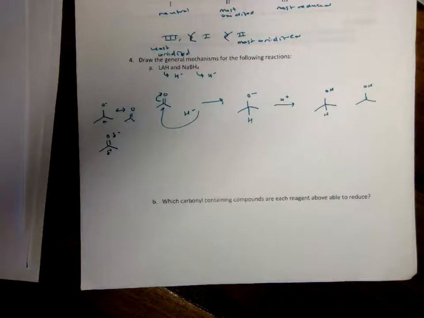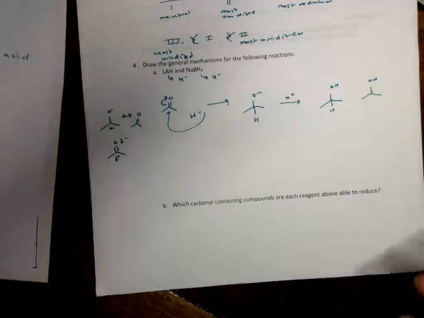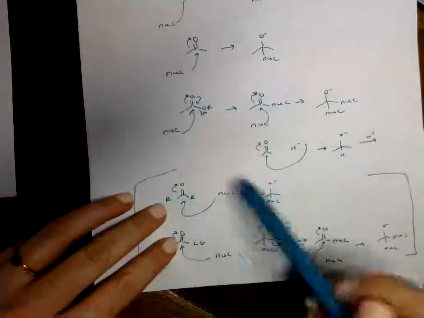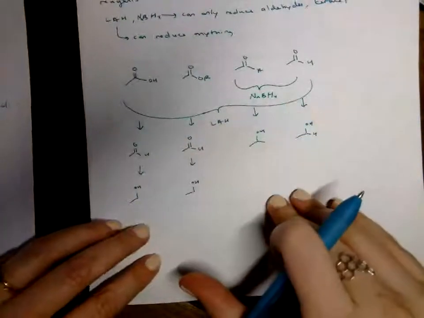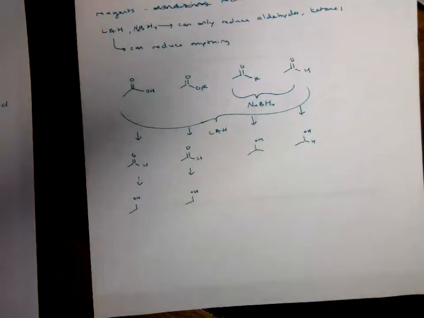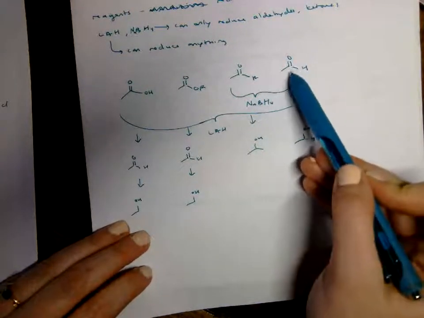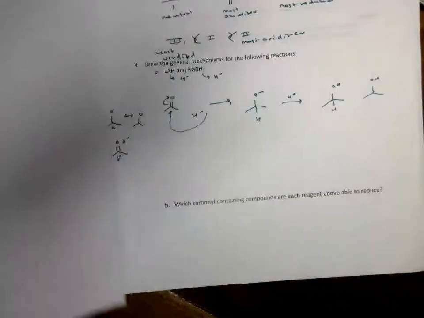Okay, and then which carbonyl containing compounds are each reagent above able to reduce? If you'll notice, when we summarized all of our notes, we talked about LAH and NaBH4 reacting this way when we went over Grignard reagents and nucleophiles. And we also summarized in our notes which reagents reduce which. So if you're able to summarize your notes, then it's much easier to get through practice problems like these. NaBH4 can only reduce aldehydes and ketones. LAH can reduce those plus carboxylic acids and esters.